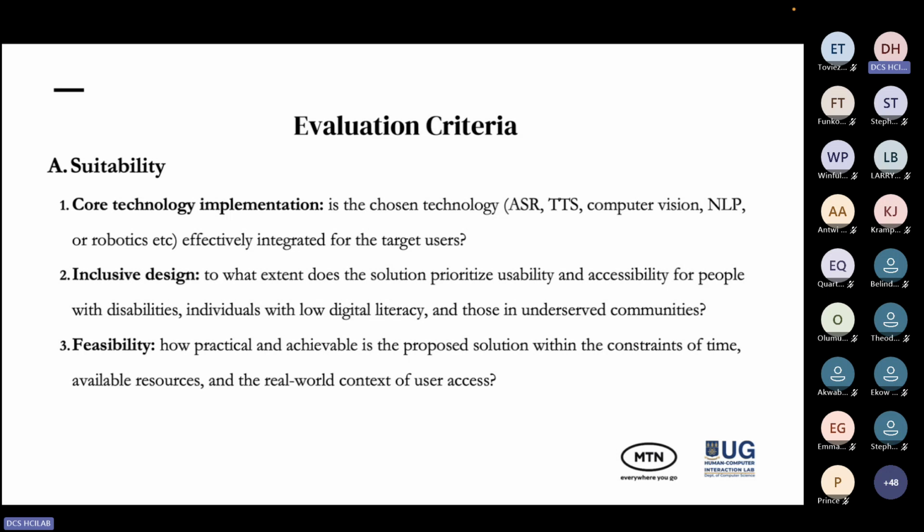We would also be looking into the feasibility of your solution. In other words, it will not do us any good if you present a solution that is over ambitious, and at the end of the day, when we check the feasibility of it, it's really not something that can be achieved given the time frame. So we'll look into how practical and achievable your proposed solution is within the given time frame of this hackathon, given the available resources you have, and how it suits into the real world context of your target users.